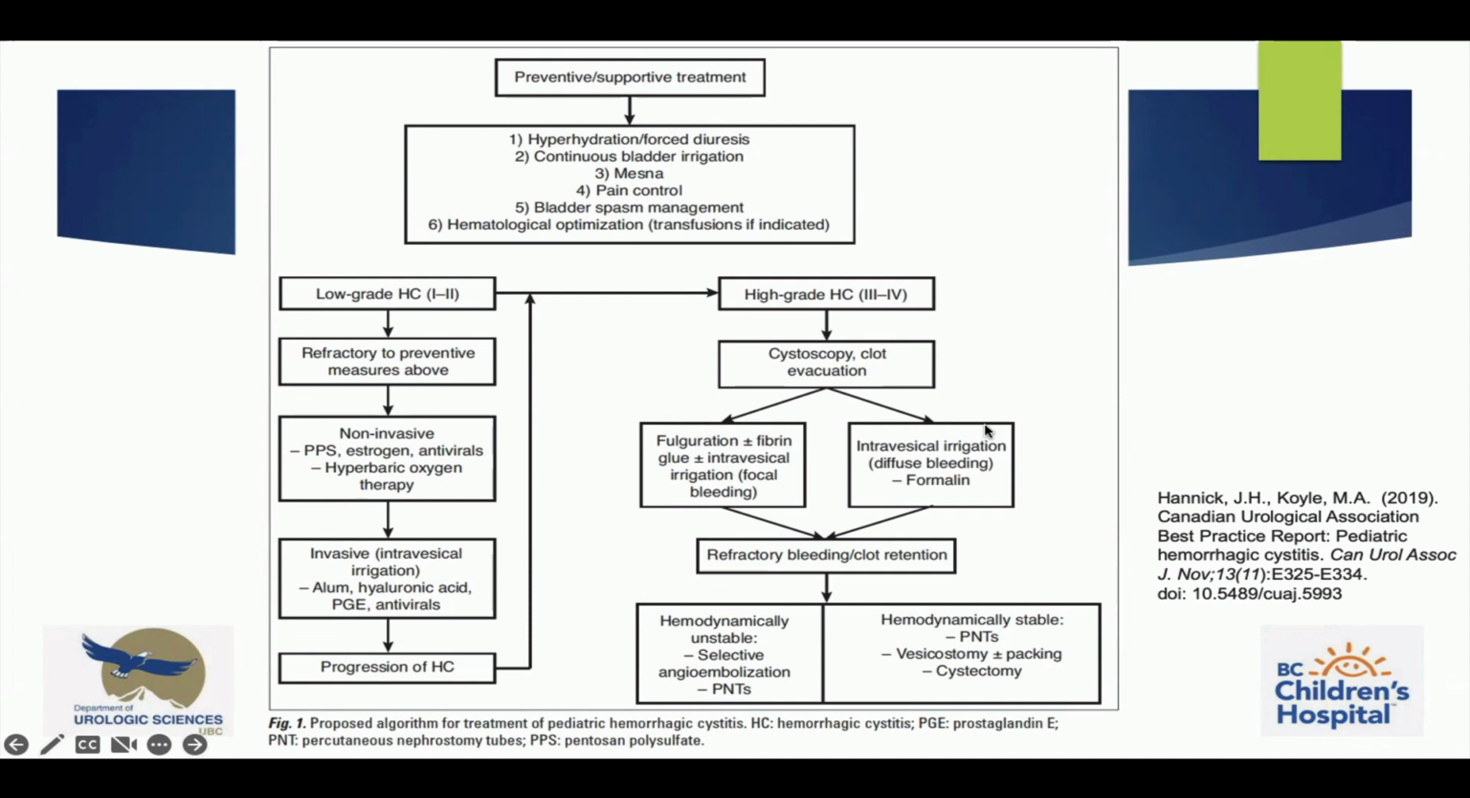Personally, I've seen formalin mostly as a last resort treatment before cystectomy because of how it can impact future bladder function, especially in pediatric patients. And then for refractory hemorrhagic cystitis, we talked about nephrostomies, angioembolization, vesicostomy, and cystectomy.